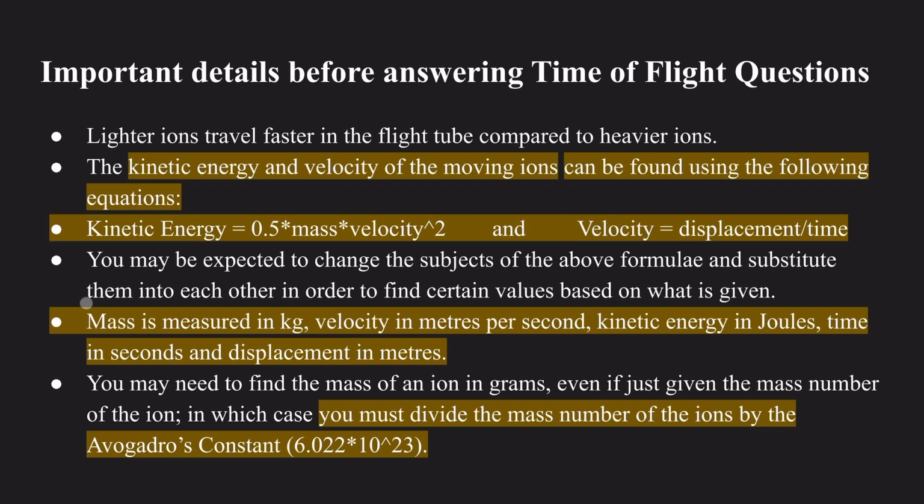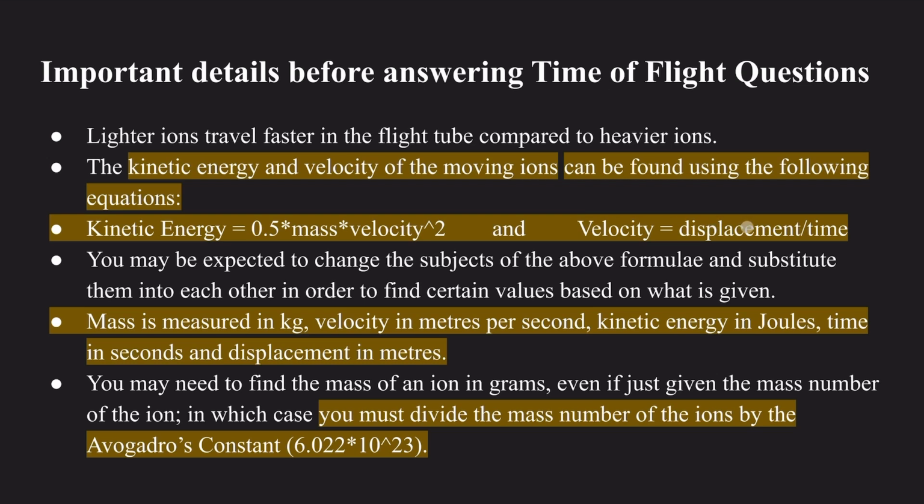And you may be expected to change the subjects of the above formulae and substitute them into each other in order to find certain values based on what is given. So you may be given velocity, displacement, and kinetic energy and mass, and you may need to find the time, in which case you would substitute this velocity into this. So let's say you had to find the kinetic energy and you were not given velocity. What you could do is substitute displacement over time into velocity in this first equation here, and then calculate the kinetic energy, assuming you've been given mass, displacement, and time, right? So that's what we mean by substituting them into each other, rearranging them.